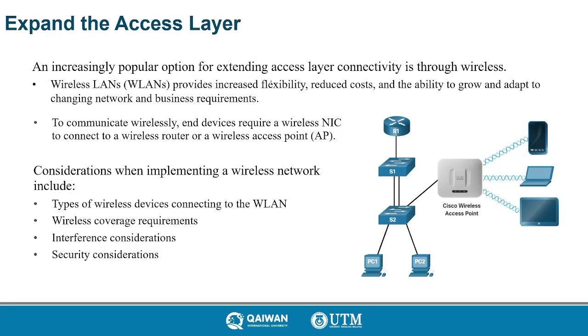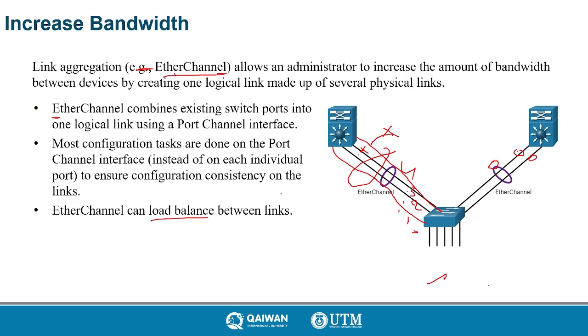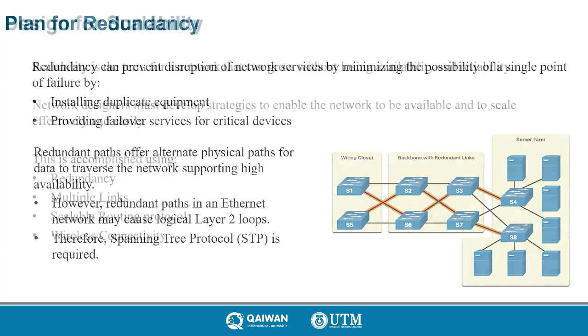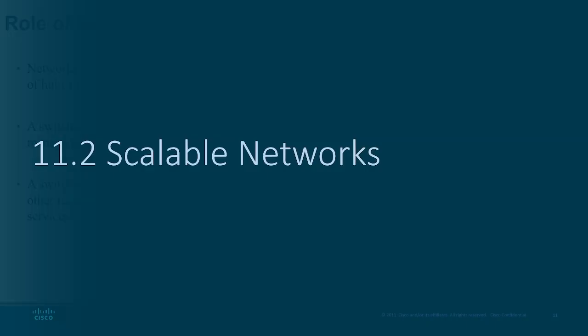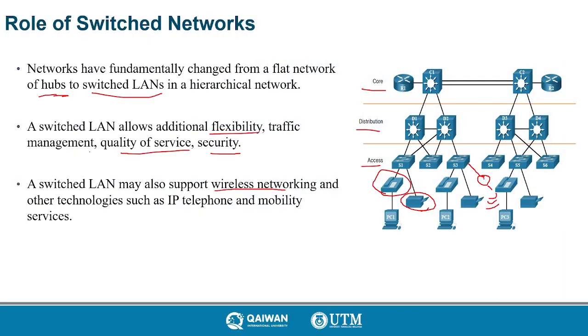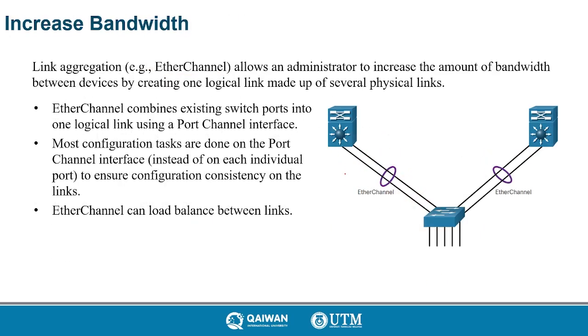Now expand the access layer. An increasingly popular option for extending access layer connectivity is through wireless. And we explained this one in the previous slides. Here, we said that we can have an access point, and it would be wireless. So we will connect it to the access layer, and here we can have mobile phones and laptops or any other devices that can be connected through wireless.